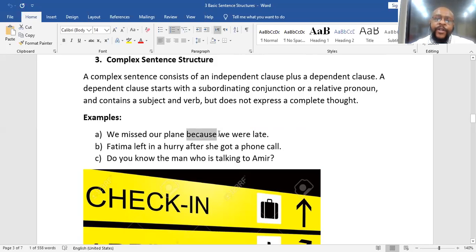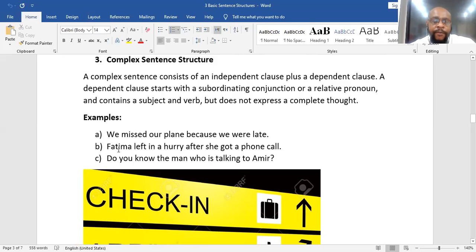That does not express a complete thought, and that's what they mean by this last part of the sentence, right? It contains a subject and verb, but does not complete a thought. So "we were late" is not a complete thought. We missed the plane because we were late. That is a complete thought, and that's what you want from a complex sentence structure.